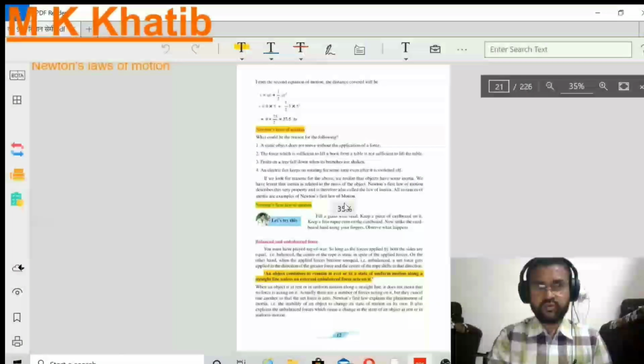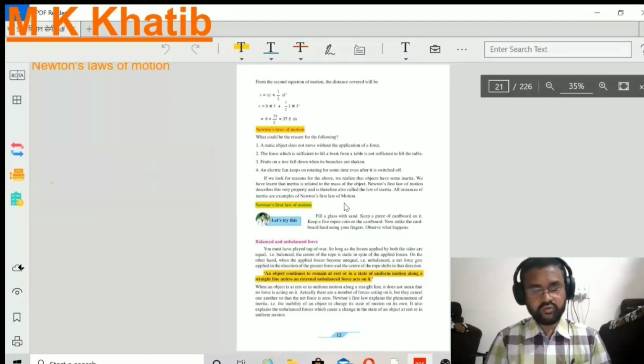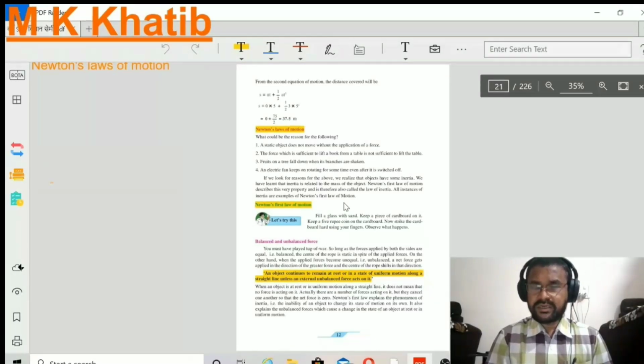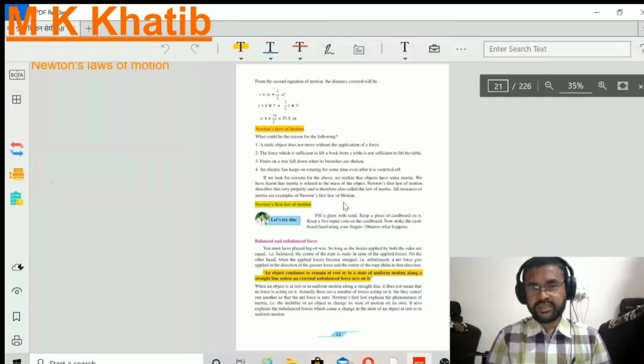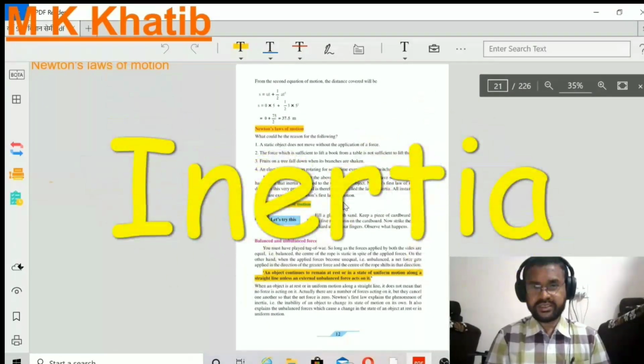From these four examples, what do we realize, or what is the reason behind it? There is a simple reason: every body has some inertia. Last time we learned about the inertia property. Newton's first law of motion also explains the property of inertia, so it is called the law of inertia.